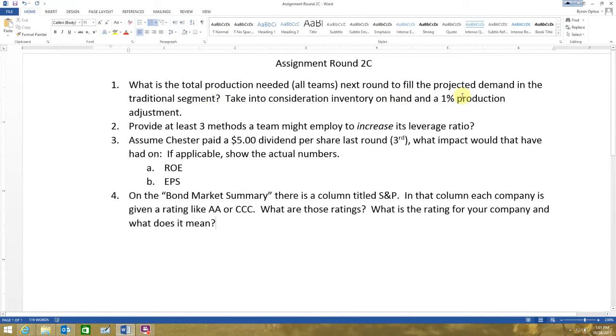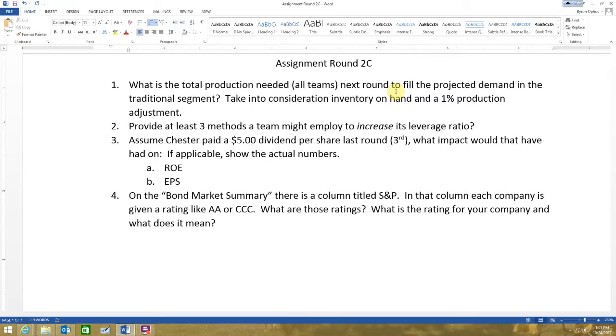Okay. But take into consideration the 1% production adjustments. So we had one from last round where I said that was a bonus. You may want to go back and review if you haven't, or watch that video that I did on that, because it told you how to make that adjustment. That we get from our production decisions that you guys make. There's an adjustment that shows up on there.